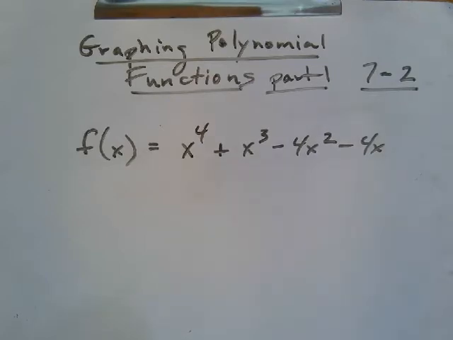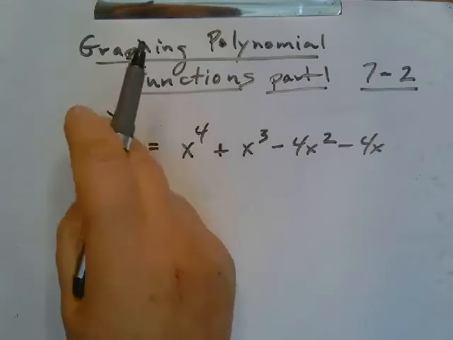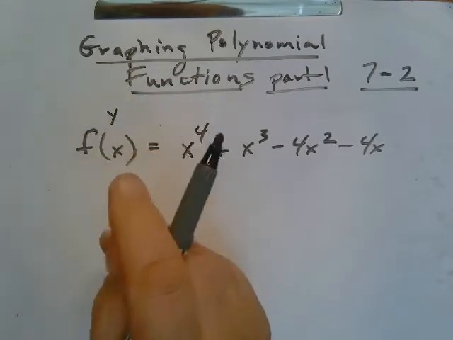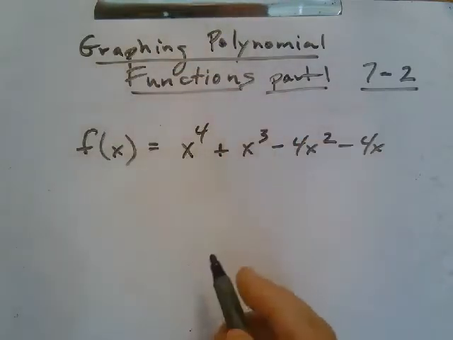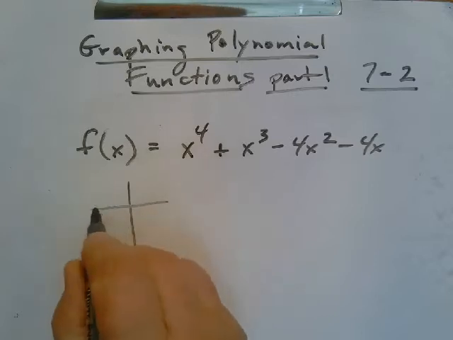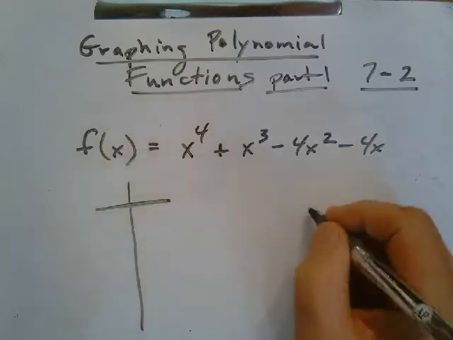Let's take a look at this polynomial here. Now, of course, we know that f of x is just another way of saying y. It also serves the purpose of saying, whatever x the input is, f of x would be the output. We could graph this by making a table, and we could pick some numbers out of the air, but we really don't know where this thing is on the graph.